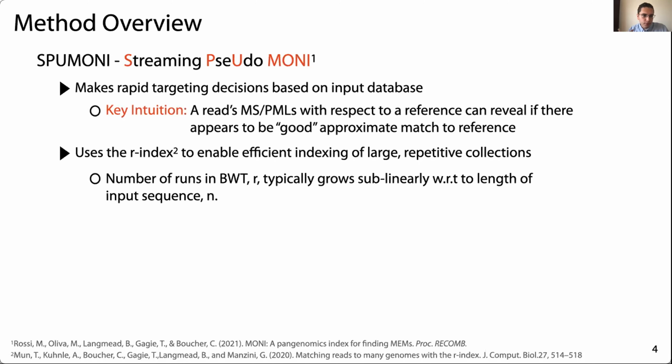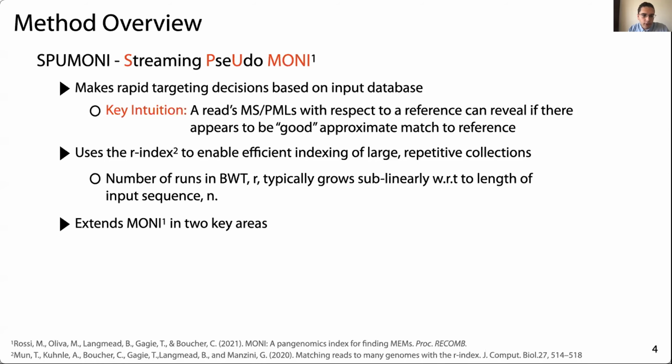And then what allows SPUMONI to be able to handle these large repetitive collections is the use of the r-index. So the r-index is a data structure that has an O(r) space complexity, where r is the number of runs in the Burrows-Wheeler transform of the text. And the key idea for large repetitive references is that typically r grows sublinearly with respect to the reference. So that's kind of where all the efficient indexing comes from.